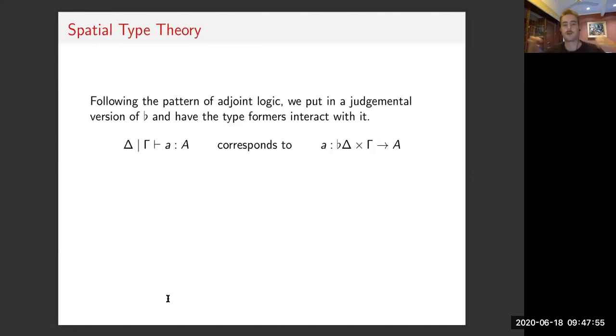All right, so how do we do this? We're going to follow the general pattern of adjoint logic, which is we're going to put in a judgmental version of the left adjoint, flat, and then have the type formers in the theory interact with the judgmental operation.